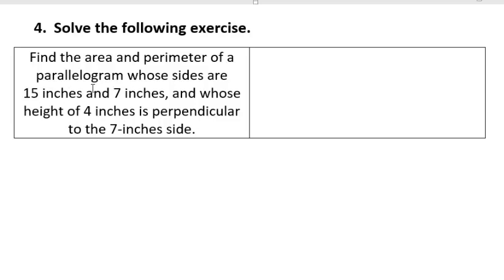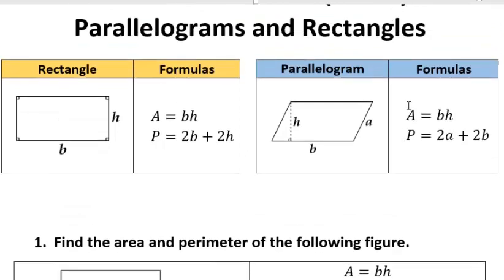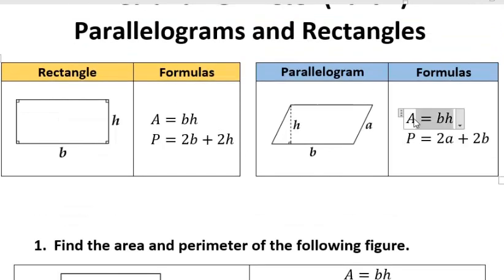pieces of information. I have one of them, which will be the base. I don't know which one. I have the other side, I don't know which one it is, and I have the height, which is 4, but it says that the height is perpendicular to the 7 inches side. So the 7 inches side will be the base, because base and height are always perpendicular. So I know the base will be 7, the height will be 4, and the other side, A, will be 15. Okay, so with that information, I'm just gonna copy the formulas of area and perimeter for a parallelogram.